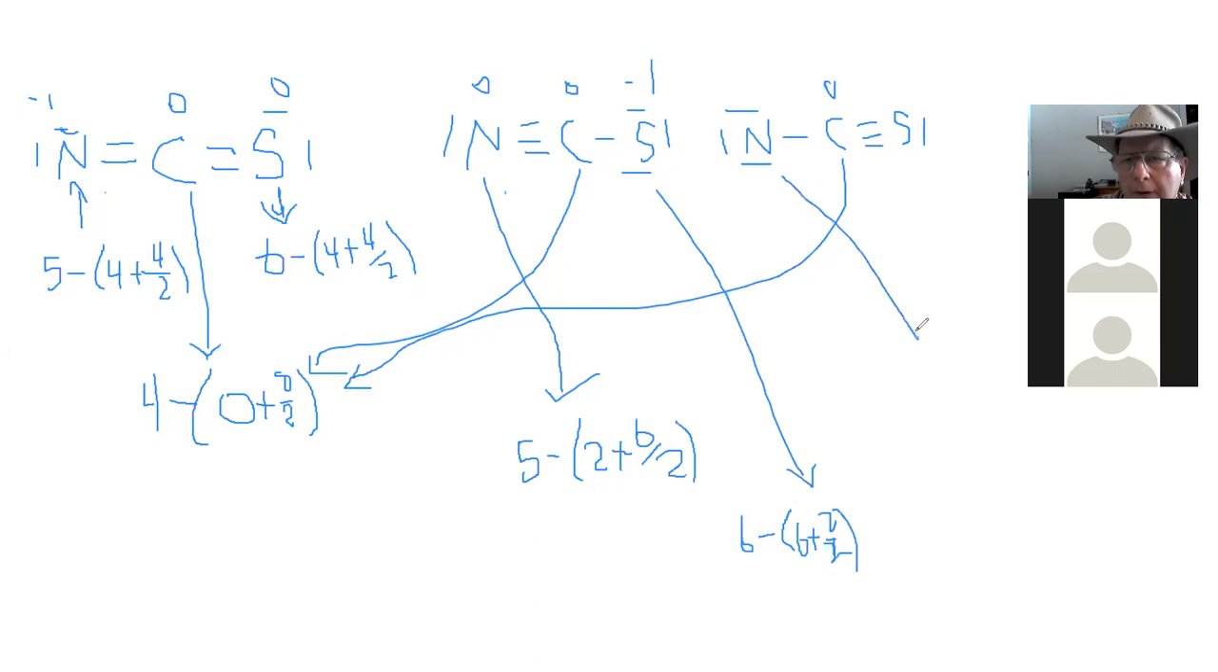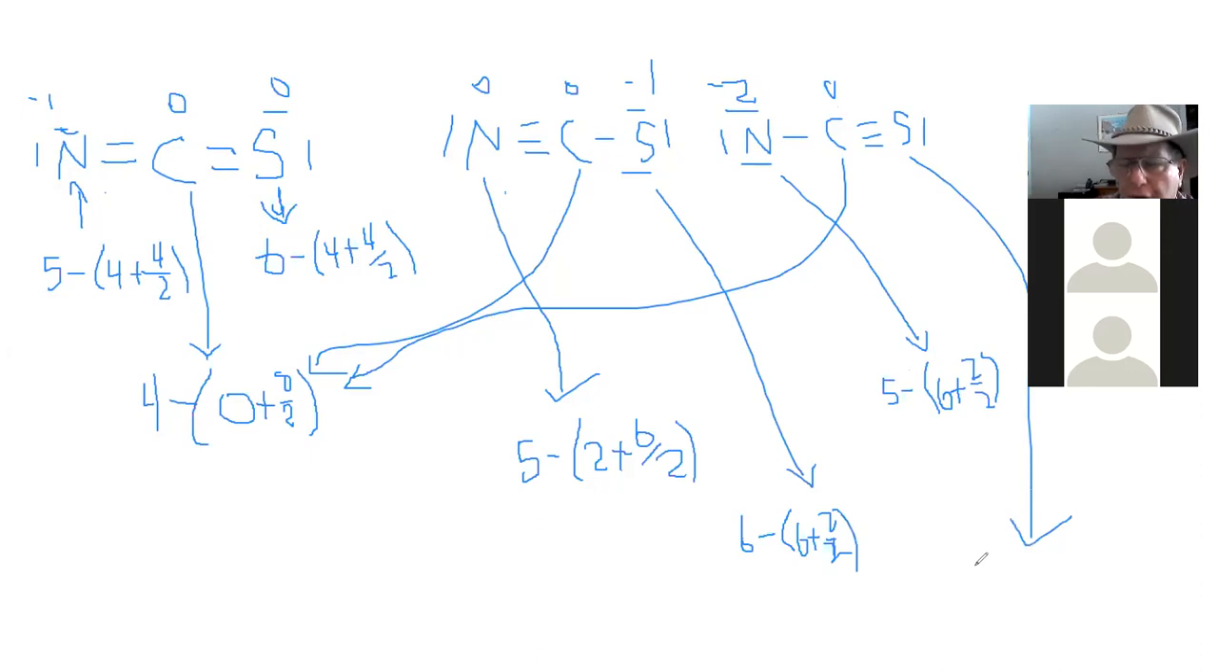Now, Ian, while I got you, do this one. What's normal valence electrons? 5. Minus 6 plus 2 over 2. So if I've got 5 minus 6 plus 2 over 2, what's the charge on this? -2.